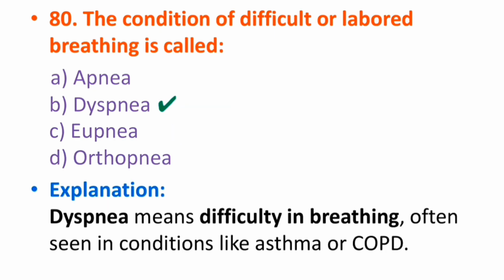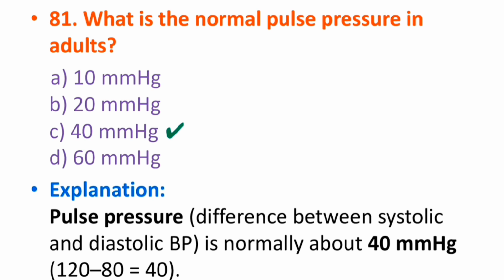The condition of difficult or labored breathing is called: option A, apnea. Option B, dyspnea. Option C, eupnea. Option D, orthopnea. The correct answer is option B, dyspnea. Dyspnea means difficulty in breathing, often seen in conditions like asthma or COPD.